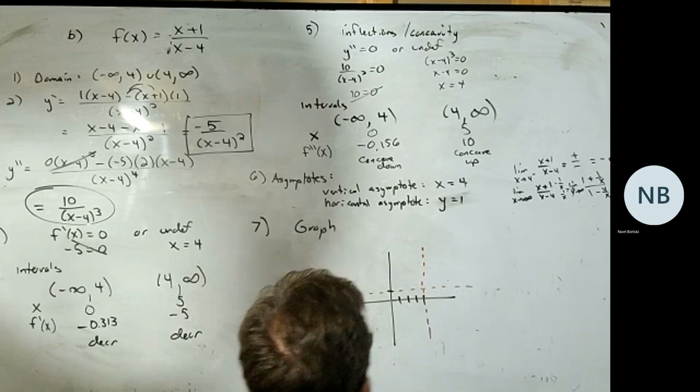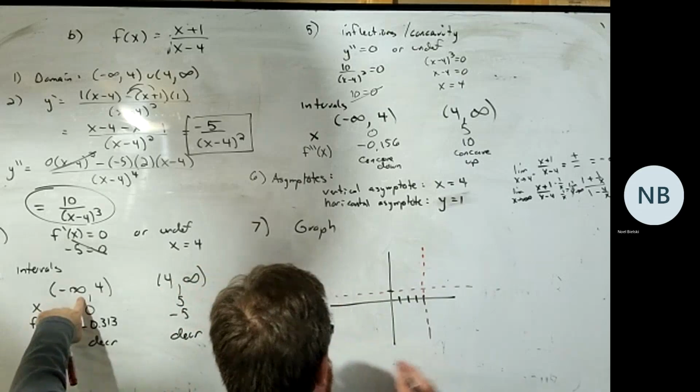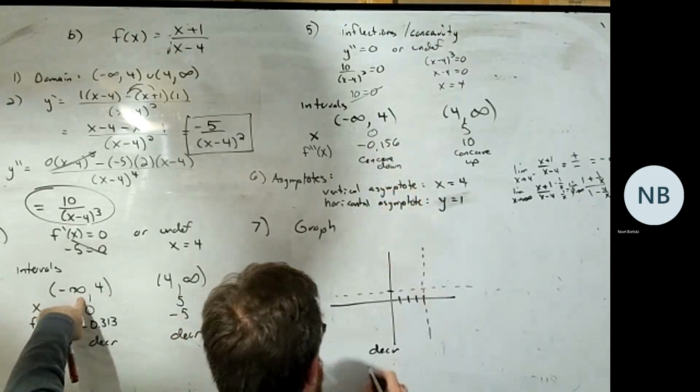Now, I know over here, from minus infinity to 4, this is going to be decreasing. And also from minus infinity to 4, this is concave up.